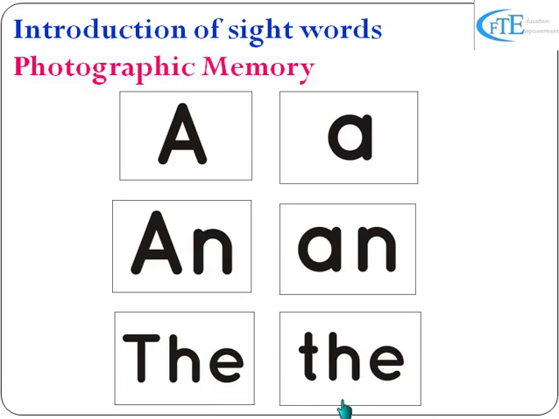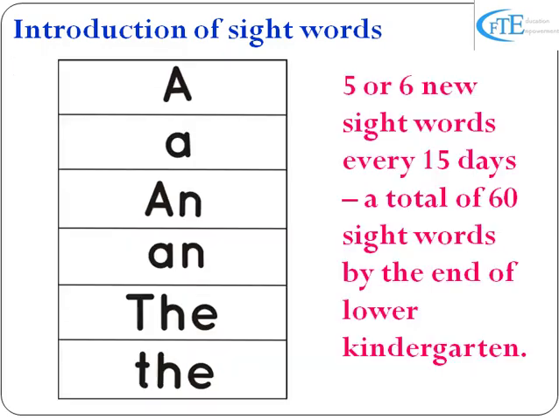At the LKG level, we only present the sight words as pictures. But at the next level, the upper kindergarten level, we teach the child how to spell these words. You could also introduce them on an A4 sheet of paper and again use the same method.